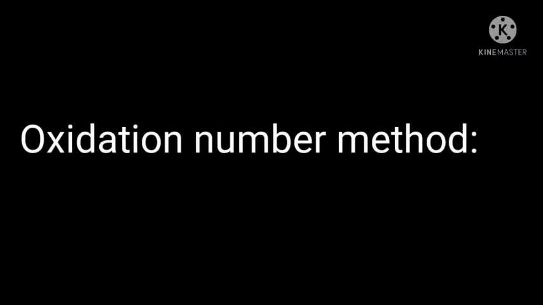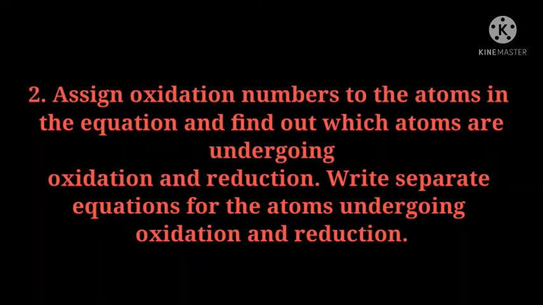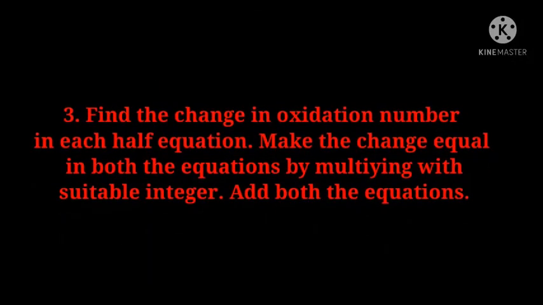Let's study now balancing redox reaction by the oxidation number method. Let's discuss various steps. First of all, write the skeleton equation representing the chemical change. Assign oxidation numbers to the atoms in the equation and find out which atoms are undergoing oxidation and reduction. Write separate equations for the atoms undergoing oxidation and reduction. Find the change in oxidation number in each equation. Make the change equal in both the equations by multiplying with suitable integers.